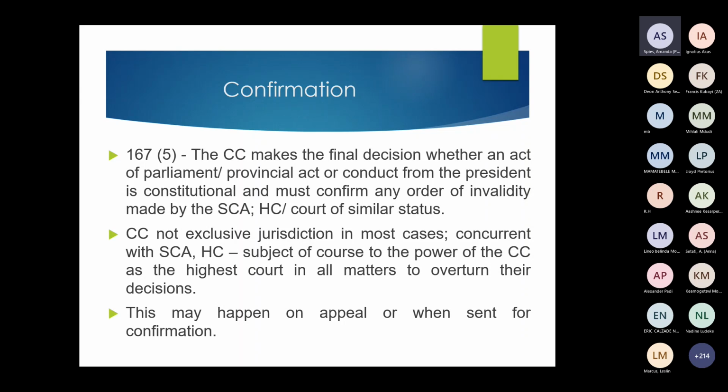The Constitutional Court, as we know now, does not have exclusive jurisdiction in most cases. So it's got concurrent jurisdiction with the Supreme Court of Appeal and the High Court, subject, of course, to the power of the Constitutional Court as the highest court in all matters to overturn their decisions. So this may happen on appeal or when it is sent for confirmation as per Section 167(5), which I've just referred to.